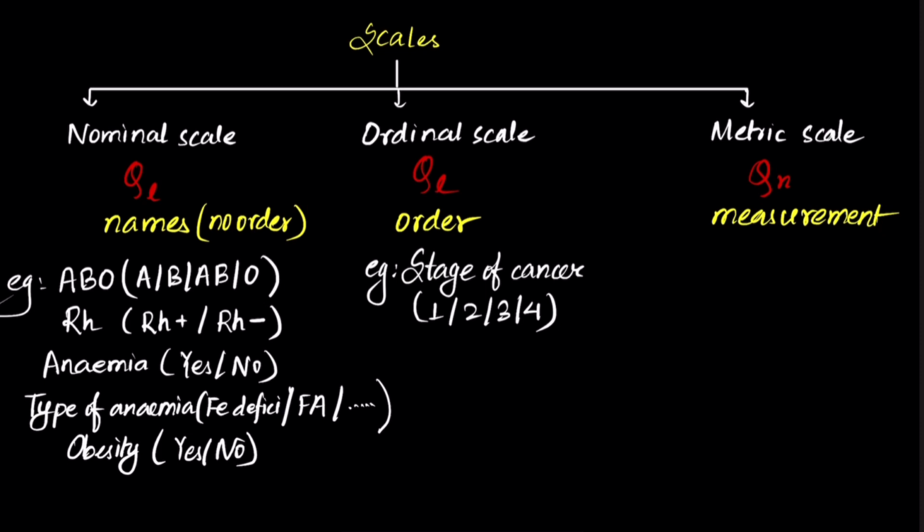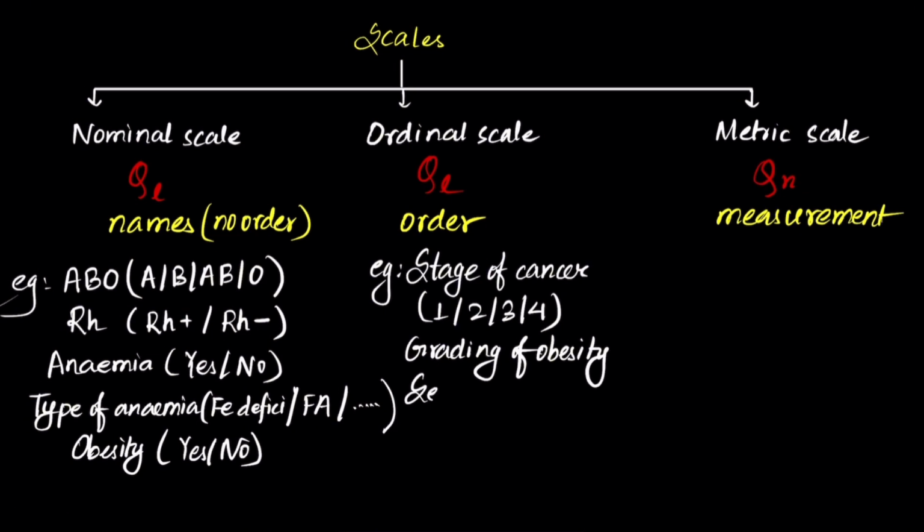However, these qualitative data, they are present on a scale. That is 2 is more dangerous than 1. 3 is more dangerous than 2. 4 is more dangerous than 3. So there is a trend of increasing adversity. Similarly, you have grading of obesity, where obesity level is present in an order.